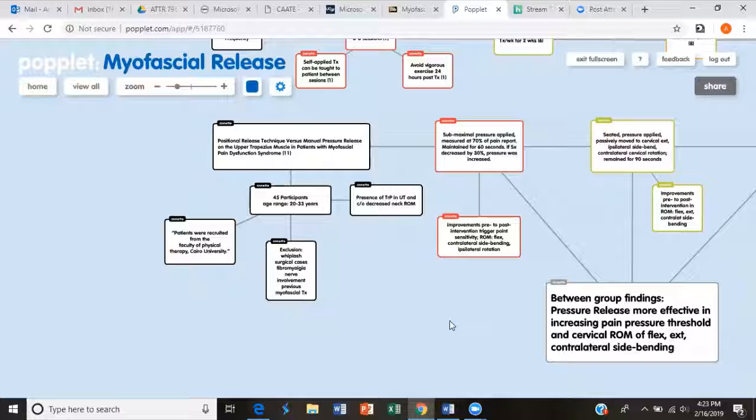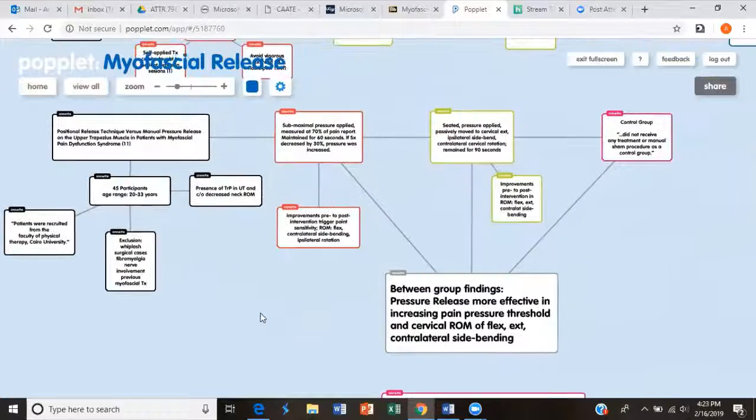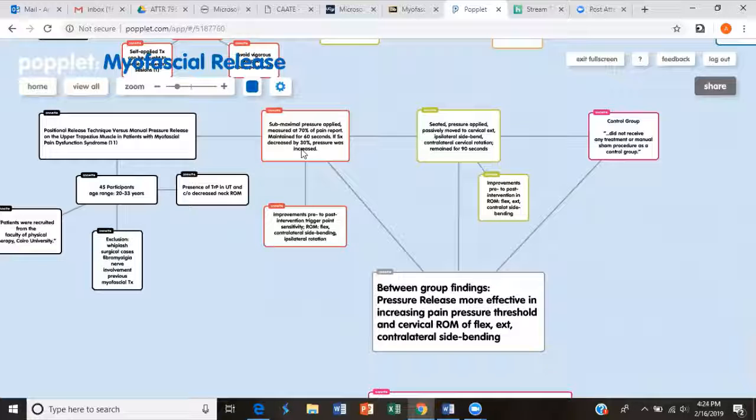So looking at the results of the 3 groups, the positional release group showed improvements from pre to post intervention in trigger point sensitivity, and neck range of motion improved in flexion, contralateral side bending, and ipsilateral rotation. The pressure release group showed improvements pre to post intervention in range of motion of flexion, extension, and contralateral side bending.